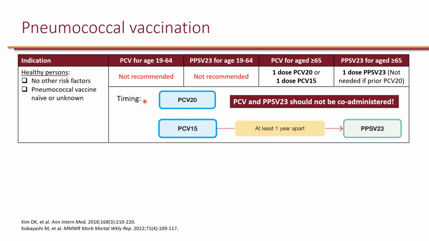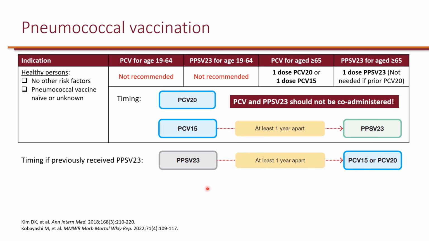So here's what the timing looks like. Obviously if somebody gets PCV20, they're done. There is no need for them to get PPSV23 because most of PPSV23 is covered here, and PCV in general is a better vaccine than PPSV. However, if somebody gets PCV15, they will just have to wait 1 year and then get 1 dose of PPSV23, and they are done.